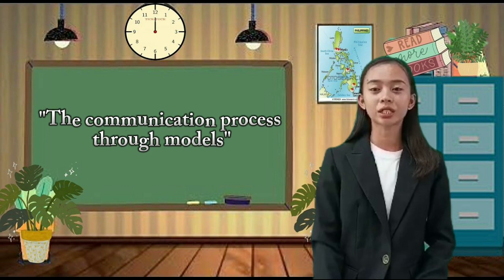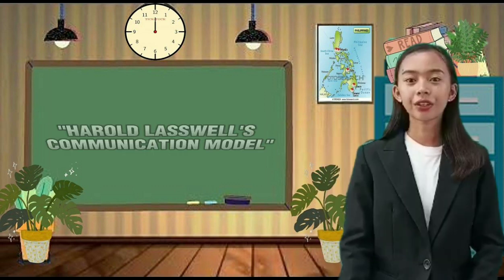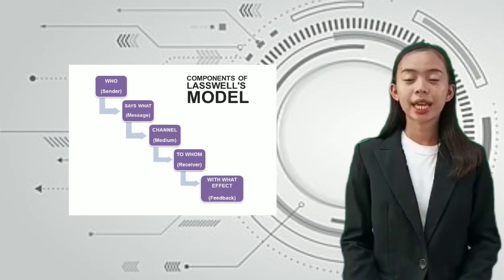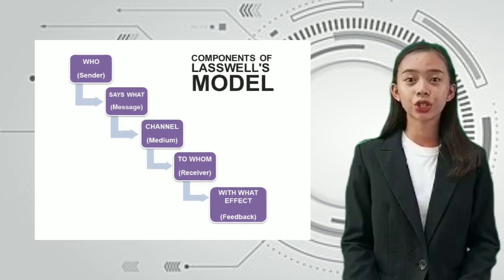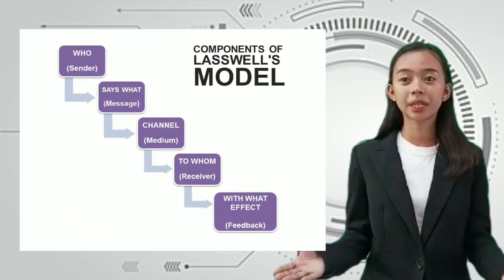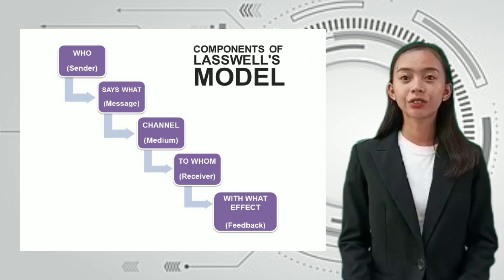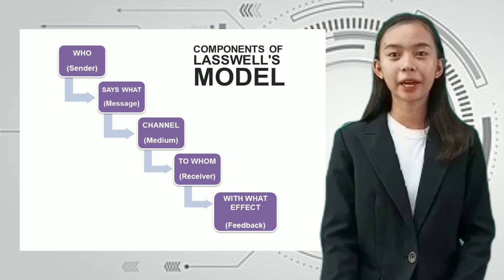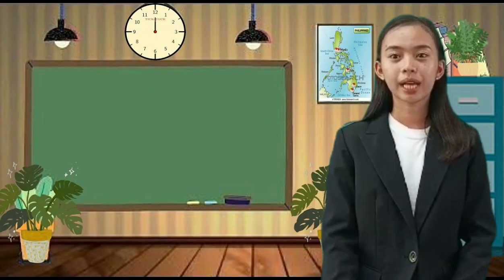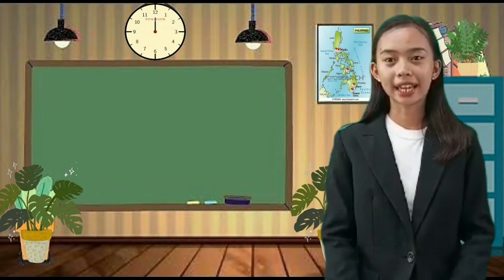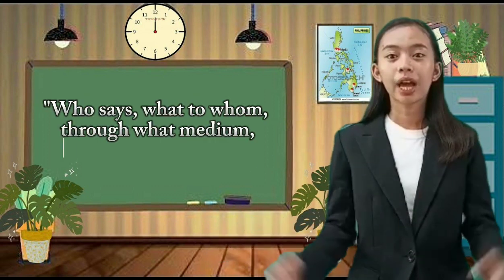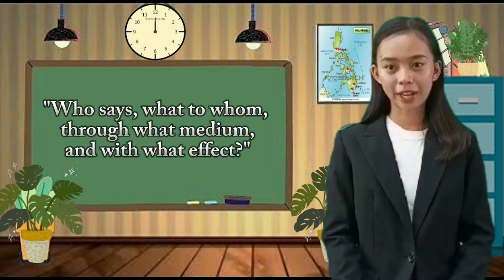The communication process through models. Harold Lasswell's communication model shows one-way transmission of information and simply illustrates how communication starts in a sender who transmits the message through a channel to an intended receiver, consequently with a corresponding effect. These channels come in the form of spoken words, video, or digital or technological instruments like phones, computers, and the like. This model attempts to answer the question: who says what, to whom, through what medium, and with what effect.